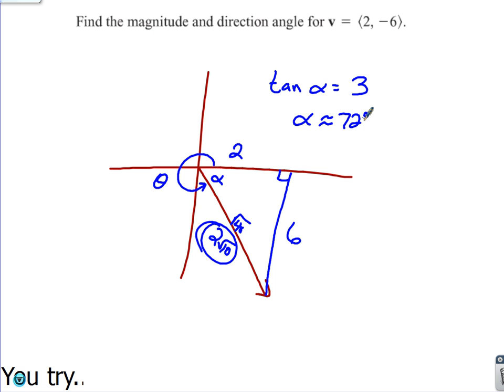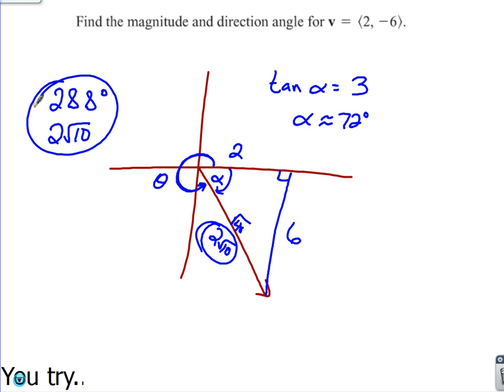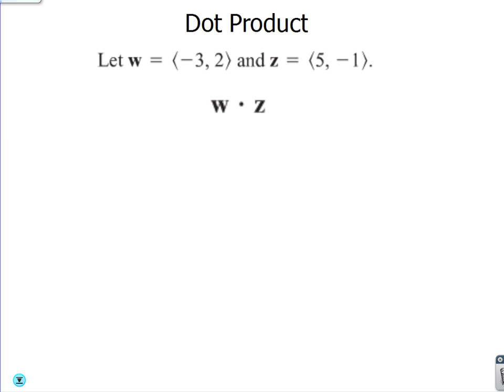So what is our actual direction? If the whole thing is 360, this part is 72, that leaves me with 288 degrees. So you have a 288 degree vector with a magnitude of 2 root 10. That's direction and magnitude. All vectors have both direction and magnitude. So ready to start doing some word problems. We're getting there. We're getting really close. Dot product, and we'll stop for the day, and that'll leave us with word problems tomorrow. So that'll be a good stopping point.